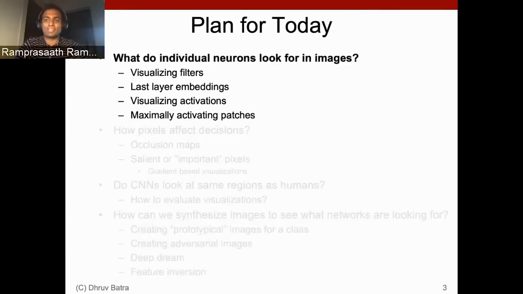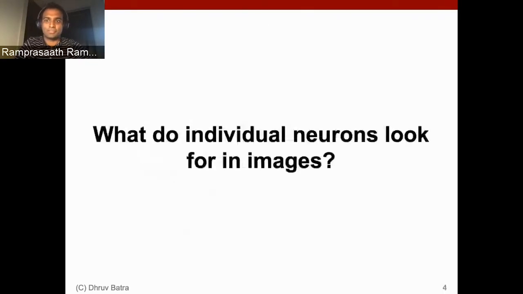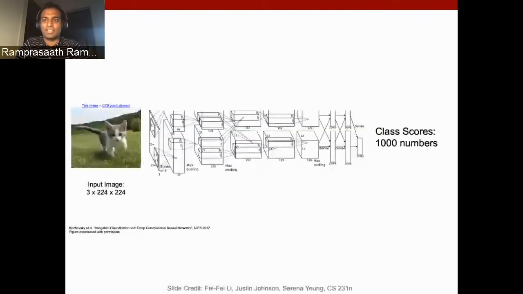The first question: what do individual neurons look for in images? What's really going on inside a neural network? What do they do? What are they looking for?